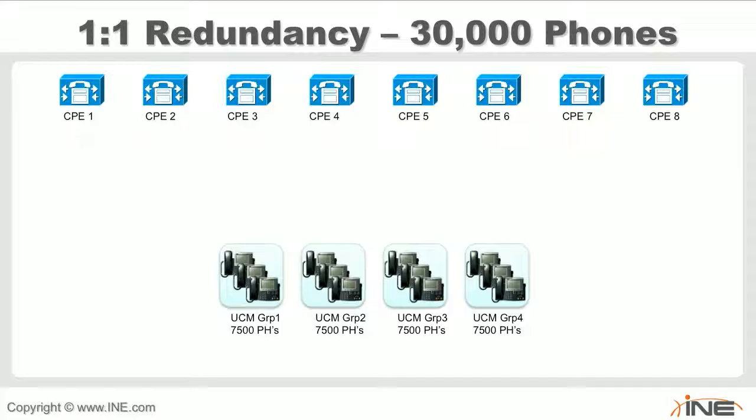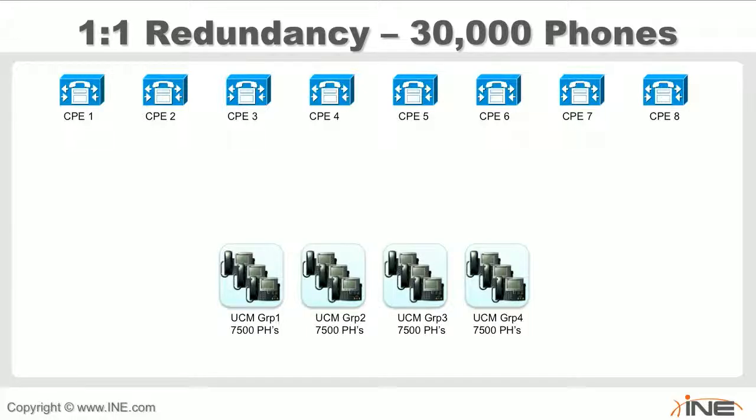So looking at a few different models of redundancy, with what's called 1-to-1 ratio redundancy for 30,000 phones, notice that I have 8 call processing engines, or CPNs, call processing nodes. And while I can have a maximum of 20 total servers, including the publisher and subscribers in a cluster, I can only have a maximum of 8 call processing nodes.